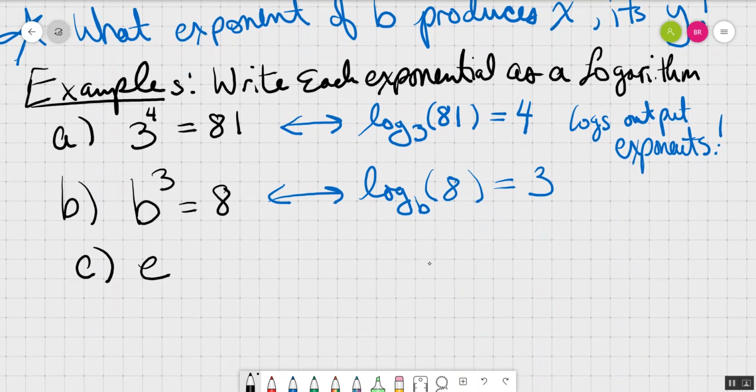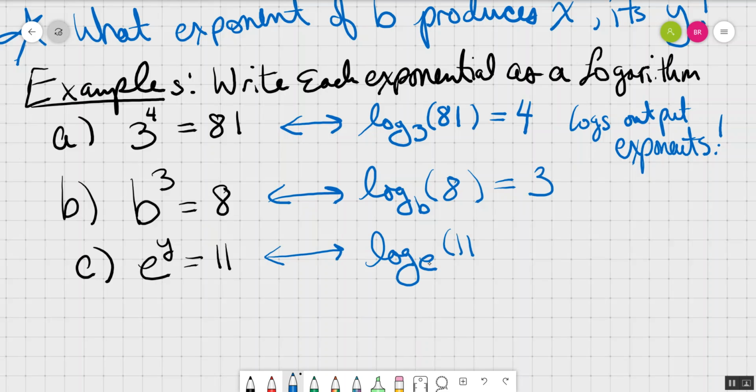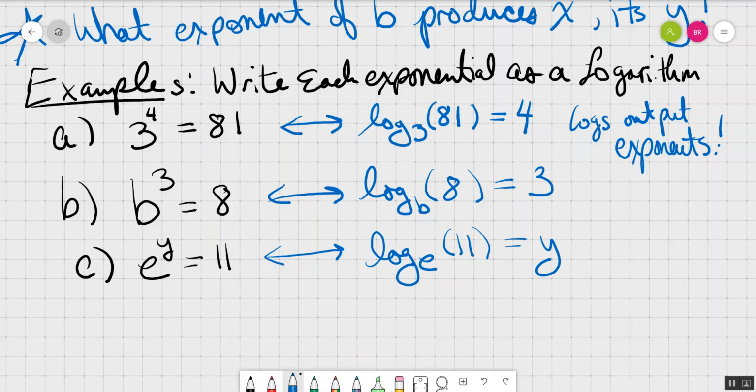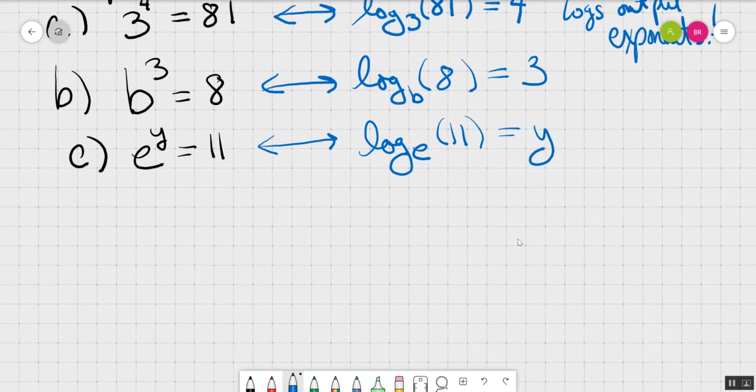So we want to do e to the y is 11. Remember, e is just the natural base, coming from letting your number of compounds get huge. So here we go. This is going to be the log base e of 11 is y. Remember, your output needs to be the exponent. So it essentially switches what you think should be happening here. Logarithms are going to do the opposite. Let's do some where we go the other way.